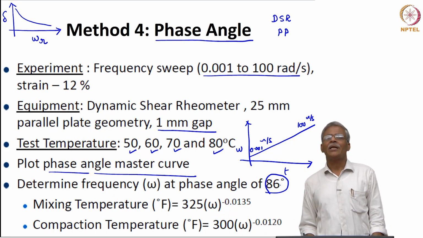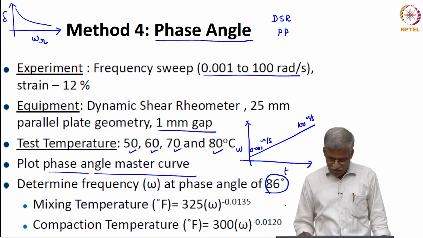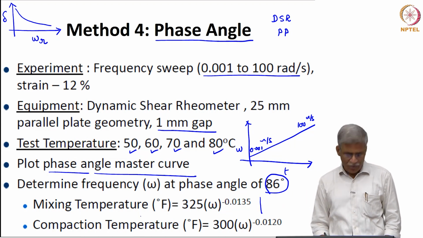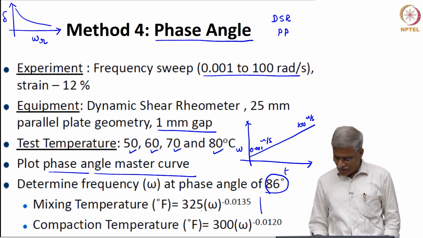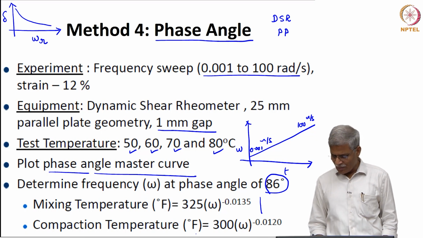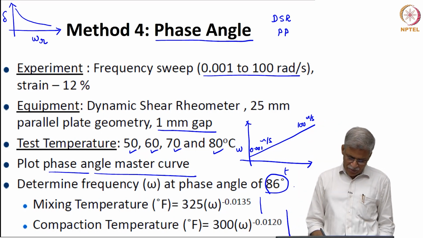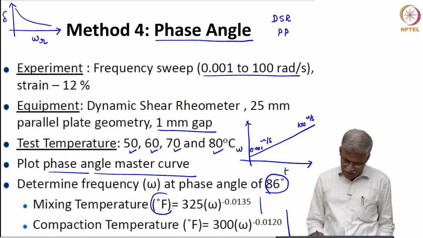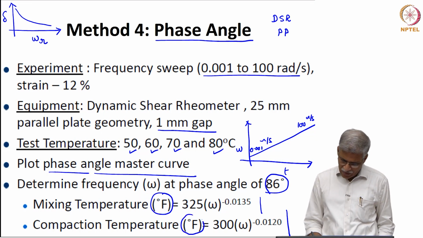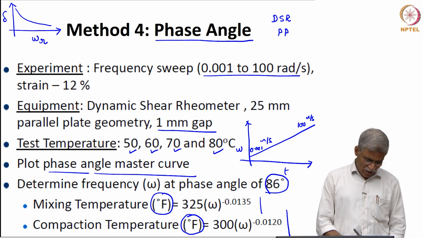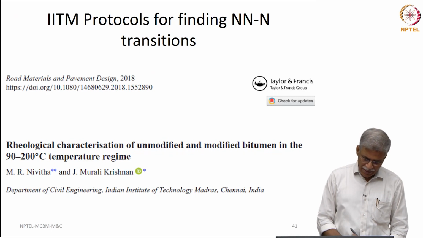So, we take this 86 degree frequency and then we substitute it in this empirical expression. So, you see that there is a mixing temperature given by 325 times the frequency to the power minus 0.0135. Similarly, the compaction temperature is given. So, we use this and then we compute the mixing temperature. Of course, this will be given in degree Fahrenheit. In India, we have to appropriately convert it into degree centigrade. So, this is method 4 here, right.